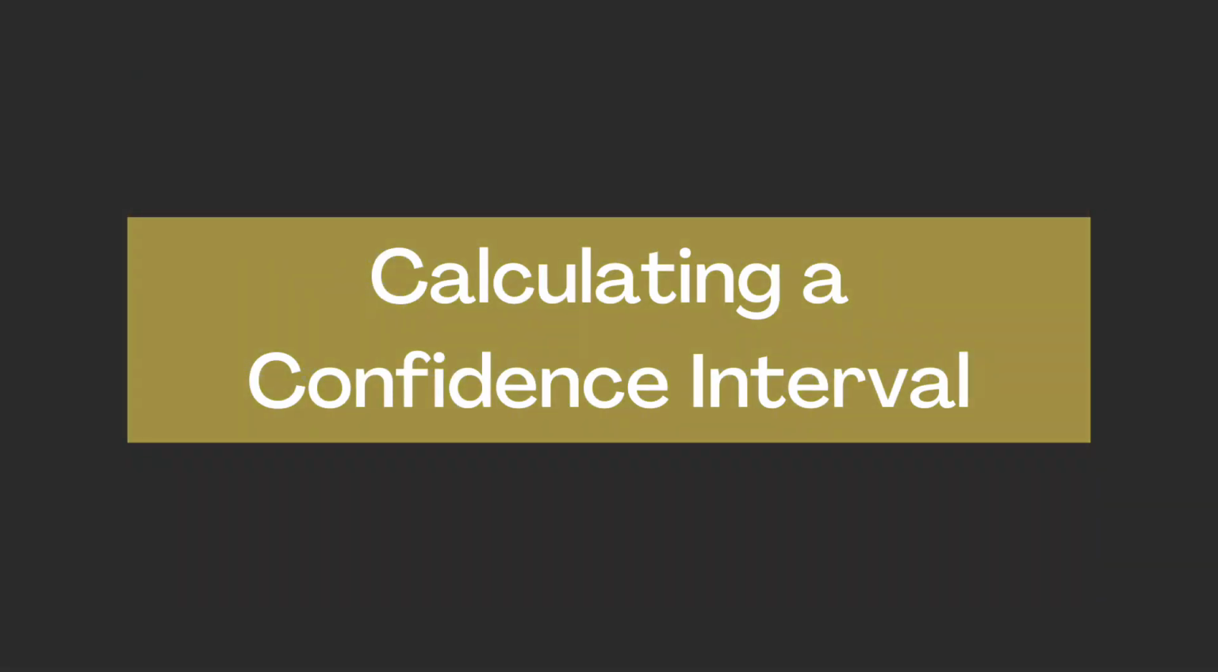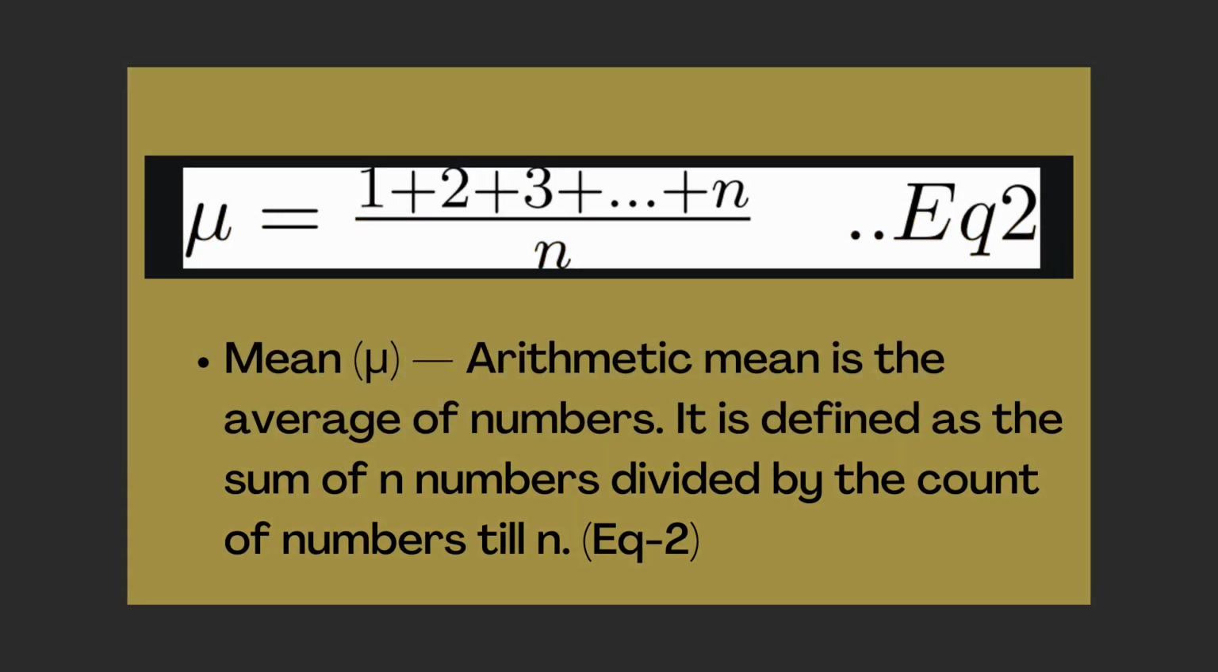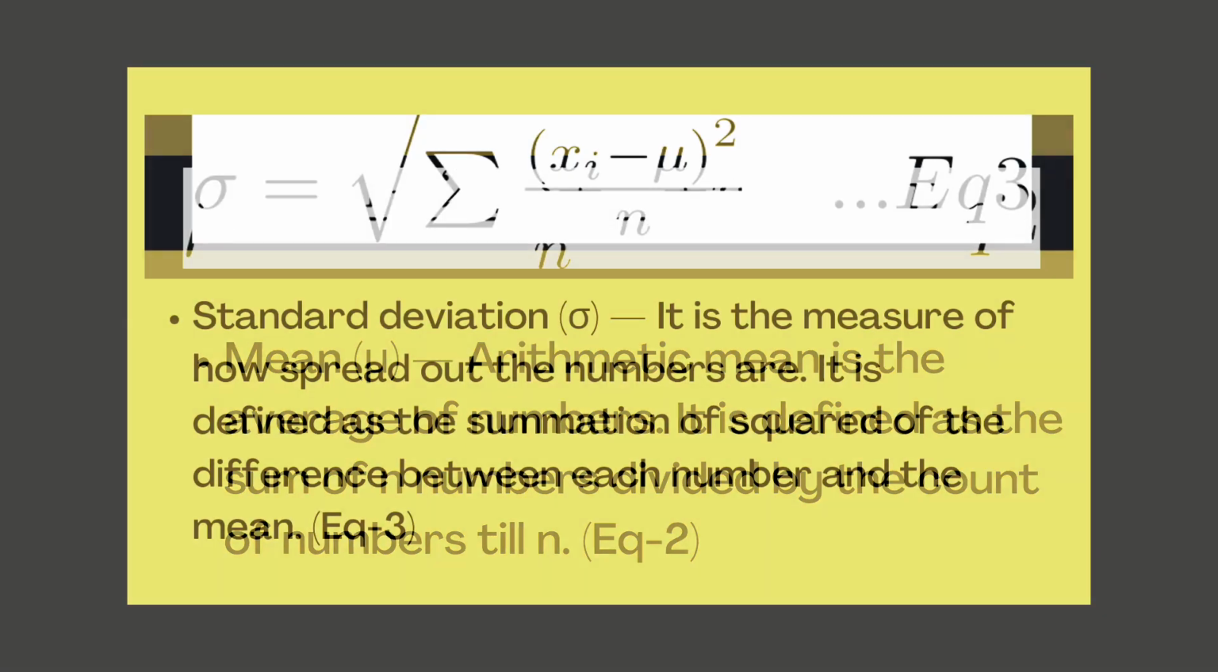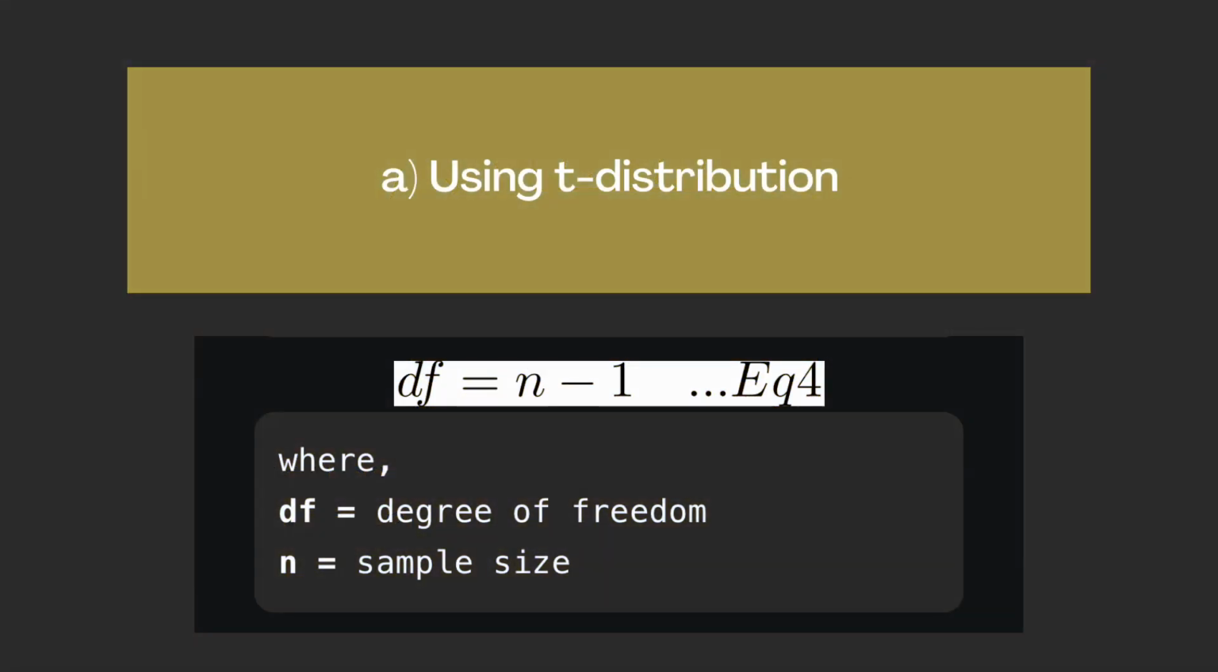And now, calculating a confidence interval. Calculation of CI requires two statistical parameters. Mean: the arithmetic mean is the average of numbers. It is defined as the sum of n numbers divided by the count of numbers, n. Standard deviation: it is the measure of how spread out the numbers are. It is defined as the summation of the squared differences between each number and the mean. Using t-distribution, we use the t-distribution when the sample size n is less than 30.